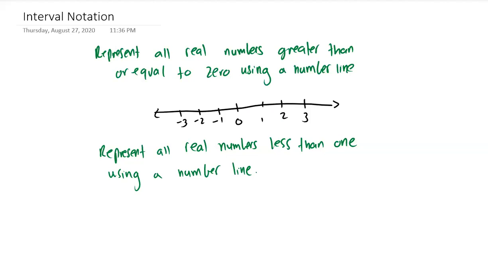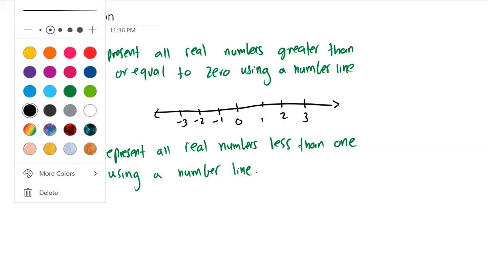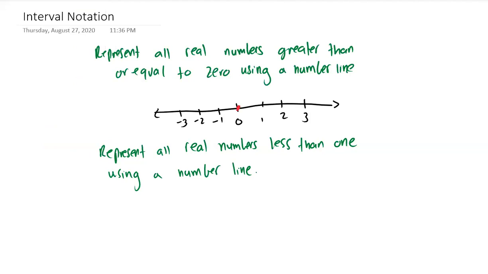So let's say that someone asks us to represent all real numbers greater than or equal to 0 using a number line. The way you do that is, I want to represent all numbers greater than or equal to 0. Since I want to include 0, I make a solid dot on the number line. And then I draw a line that goes towards the right with an arrow. Anytime I draw an arrow, that's just representing the fact that this line keeps going on forever. So that's how you would use a number line to represent the set of real numbers greater than or equal to 0.